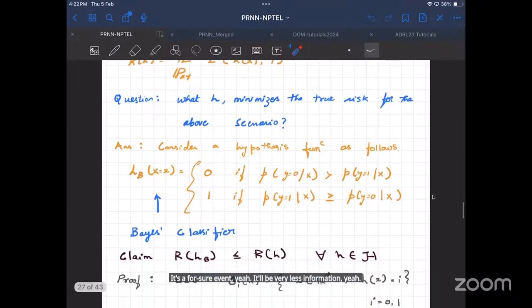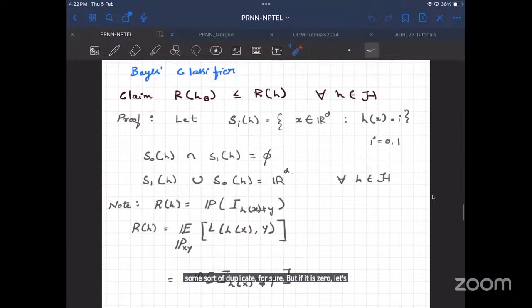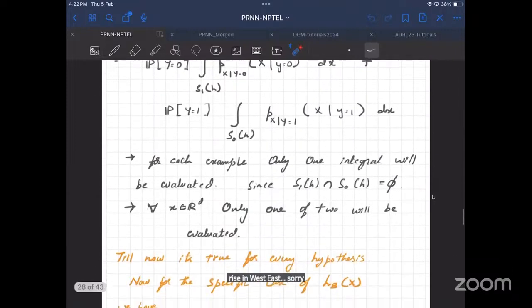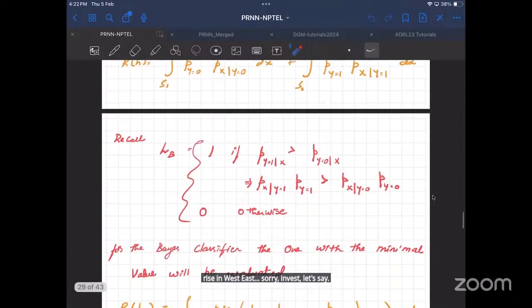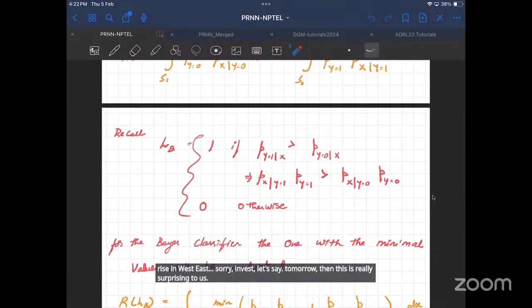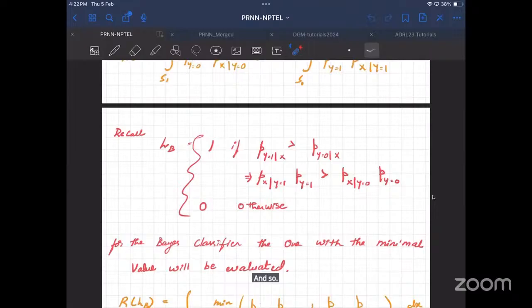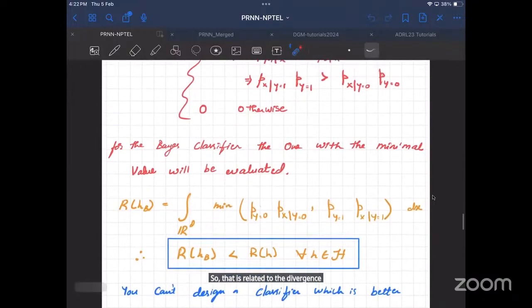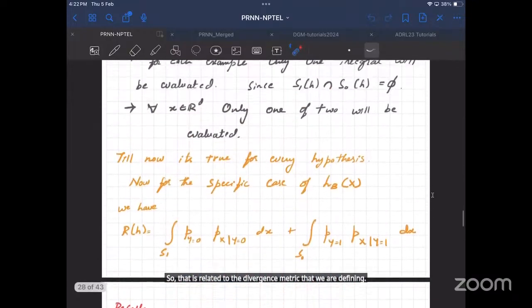But if it is 0, let's say the sun will rise in the west tomorrow, then this is really surprising to us. And so surprisal is related to the information content. Correct. So that is related to the divergence metric that we are defining. Got it. Okay. Thank you, sir.